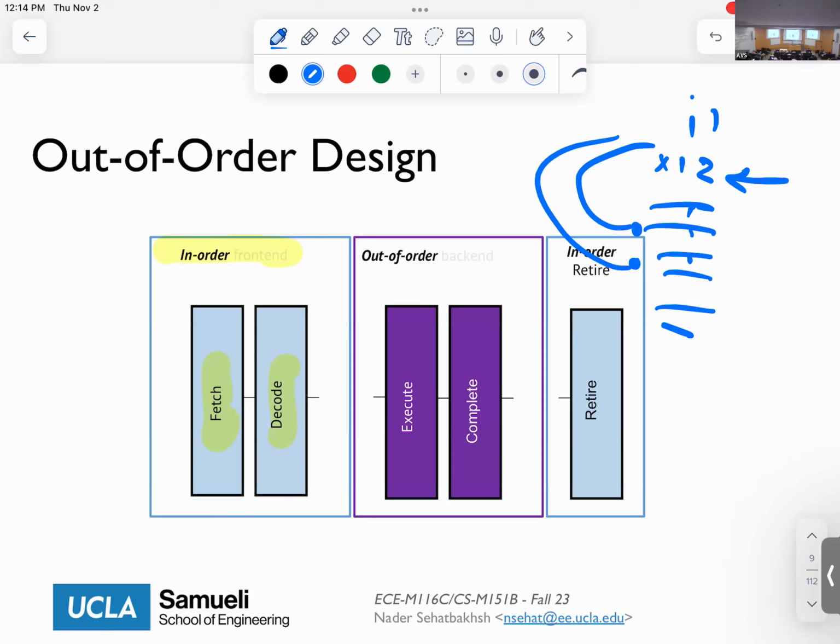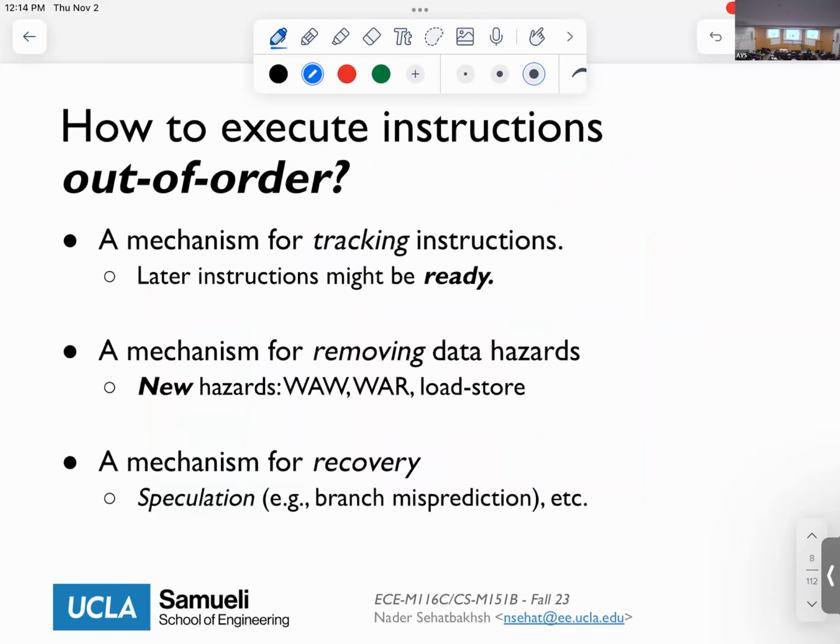Okay. So now the big question is, how do we do this? How do we get out of order execution? There are 3 main problems that come out of out of order execution that we're going to talk about one by one. In lecture 10, I talked about this. I'm going to quickly review this, and then we're going to talk about these 2 others that are more important.